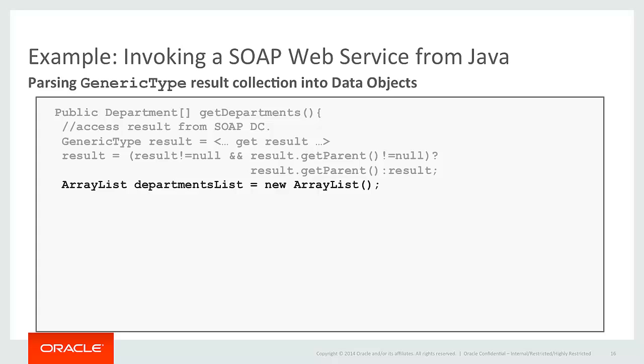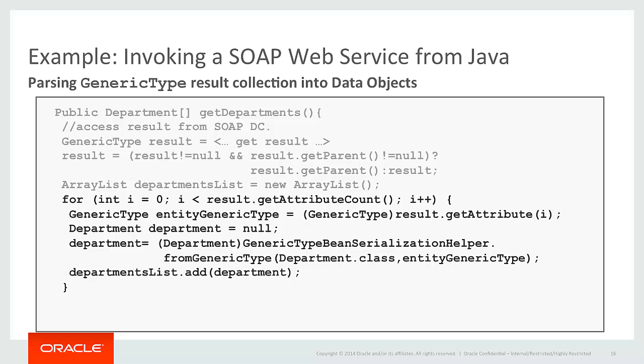So the next step, once we have that, is to check the result that we have, so the generic type, for its attribute count. As I said, if the top level generic type is a collection, then we can get the attribute count, which will then represent other generic types. These generic types could be just objects or other collections. I mentioned that before, but that's something that you need to figure out based on your knowledge about the SOAP response. In this case, it's just a collection of departments, so I can iterate over the attribute count.